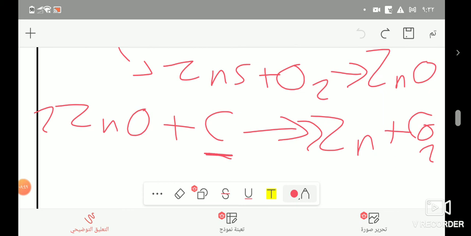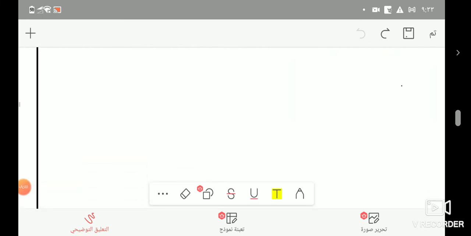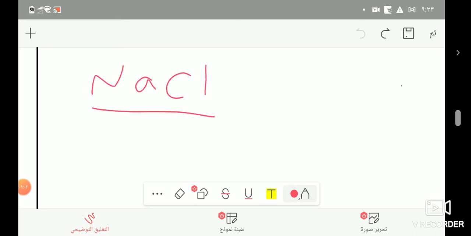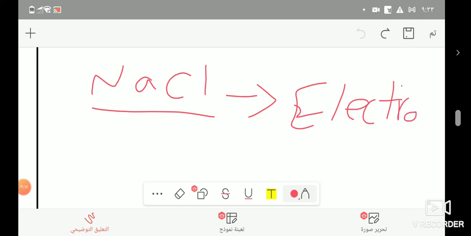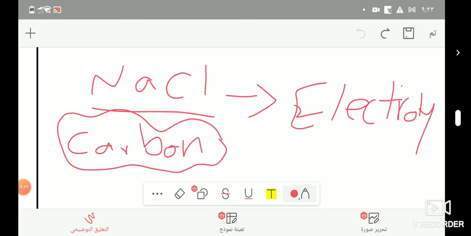Okay, so this is all about extraction of some metals. But there is another method for extraction of the most reactive metals such as sodium from its ore, sodium chloride, table salt. As we learned in the chapter on electrolysis, sodium can be extracted from sodium chloride by electrolysis. Reduction cannot be used here because sodium is more reactive than carbon. So carbon cannot be used to reduce sodium chloride, and also magnesium, this process.